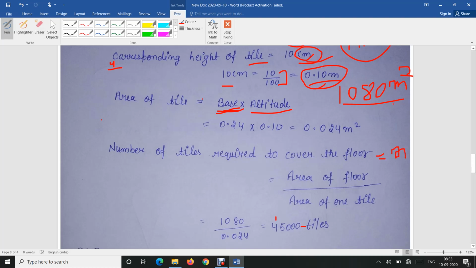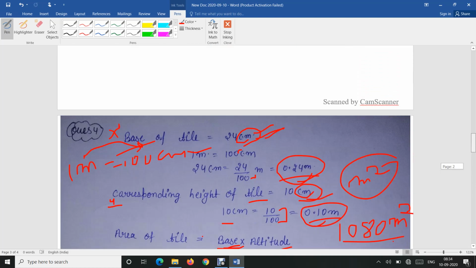So n is equal to the area of floor divided by the area of one tile. The area of the floor is given as 1080 meter square, and the area of one tile that we found is 0.024 meter square. After solving this we got 45,000. That means 45,000 tiles are required to cover the floor, and this is the answer to this question. Now let us move towards the next question.